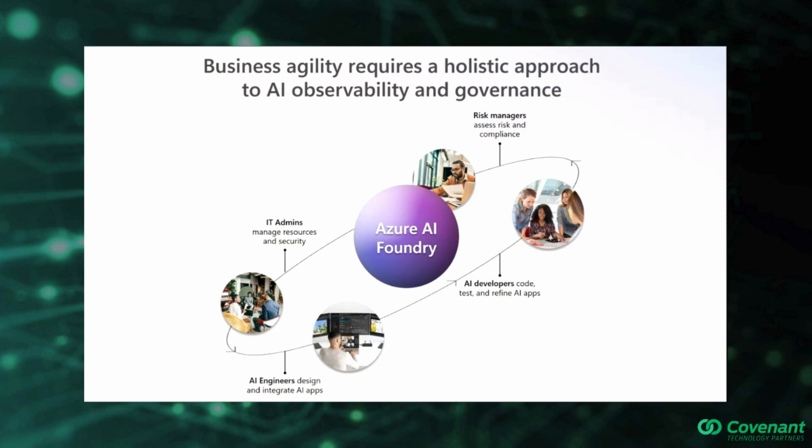So with this, it is meant to enable a lot of different roles within an organization and roles around AI Foundry. So you're enabling IT administrators to be able to manage these resources and secure them. You're enabling your AI engineers to design and integrate this with AI apps in a safe manner. Your AI developers can scale and code and refine. And then finally, your risk managers also have the ability to assess the risk and compliance of these apps through those evaluations and other kind of safeguards that are put in place.